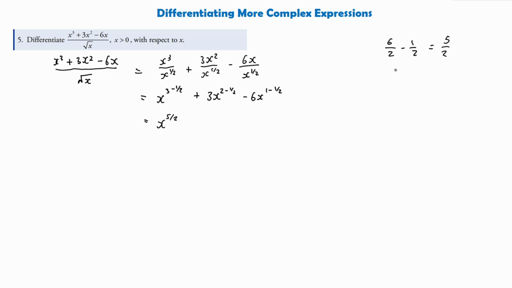2 minus a half is going to be 4 over 2 minus a half, which is 3 over 2. So it's plus 3x to the 3 over 2. And then 1 minus a half, well, we know it's just a half. So it's minus 6x to the half. Now we can differentiate this. So a lot of preparation there. That's why this is a complex example.